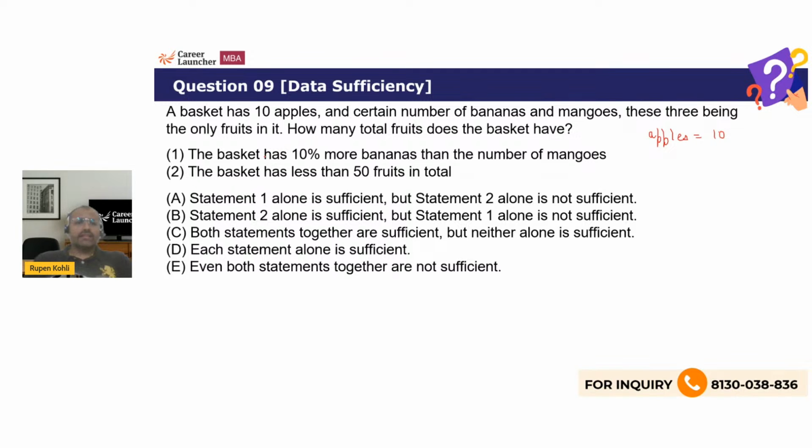Sir's first statement is saying the basket has 10% more bananas than the number of mangoes. So 10% more means 1.1 times. 1.1 is 11 by 10. So the simplest ratio is 11 is to 10. Therefore, in ratio form, we can say that if the number of mangoes is 10k, then the number of bananas is 11k.